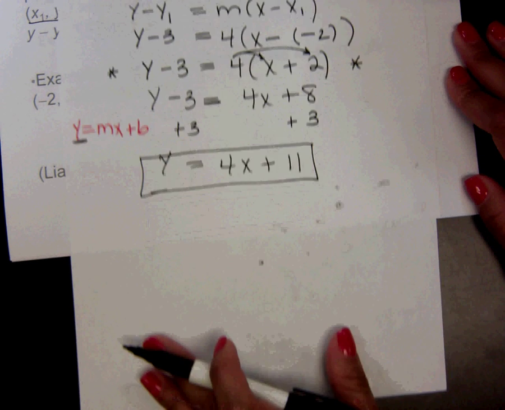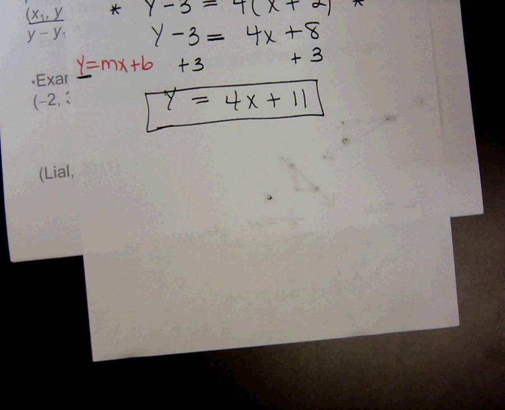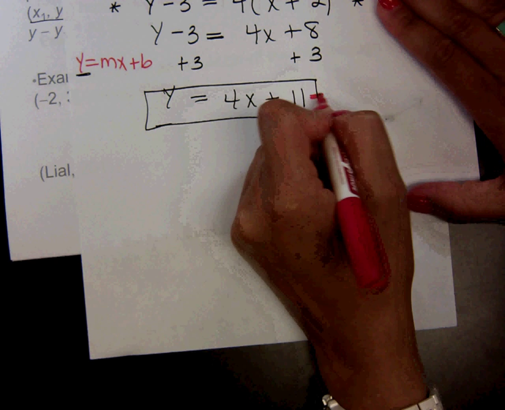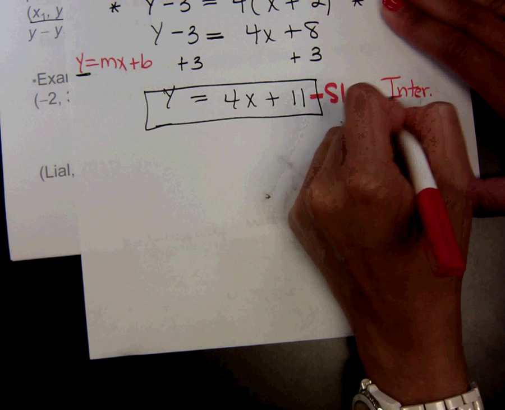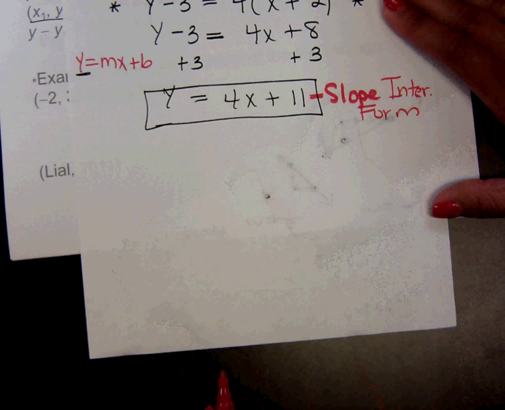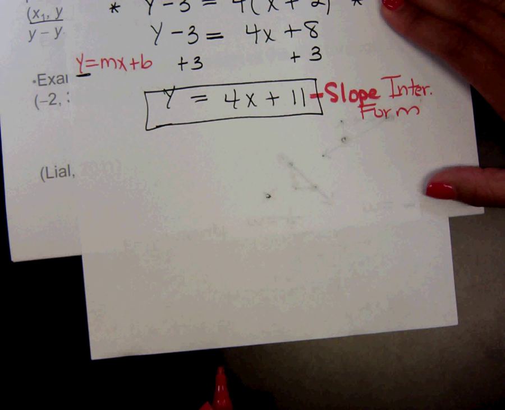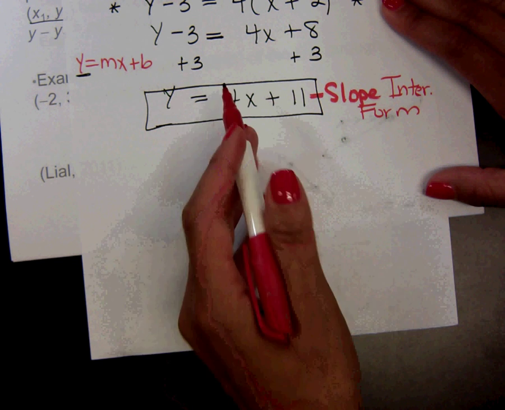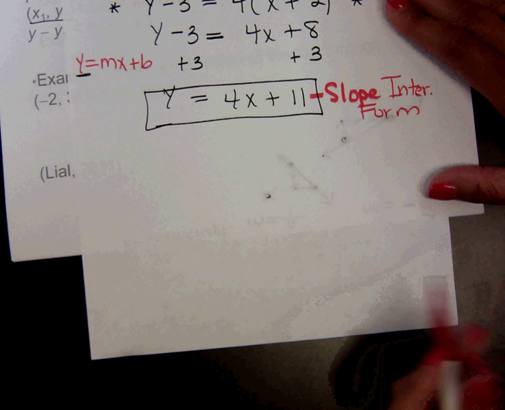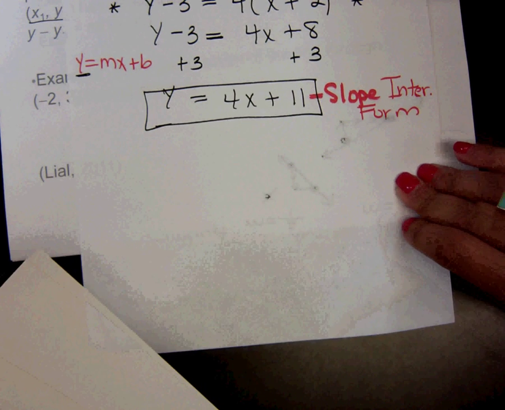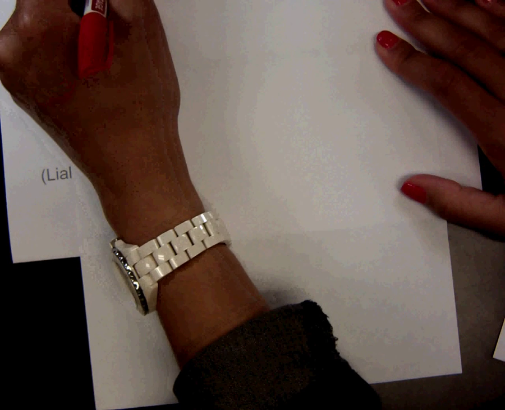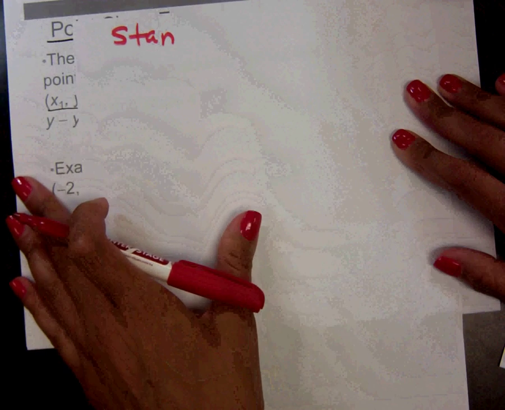Does anybody remember what standard form is? I want to take a guess. Yeah? What's standard form? This is slope-intercept. Slope-intercept form. What is standard form? Okay, she said negative 4x plus y equals 11. Okay, now you're getting close. What is JJ attempting to do? She's attempting to put x and y on the same side. So that leads us to standard form. Let's talk a little bit about it.